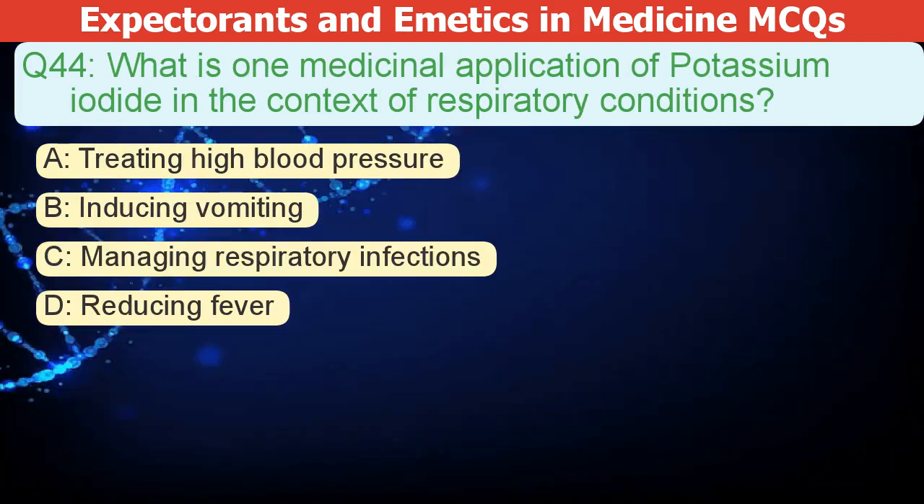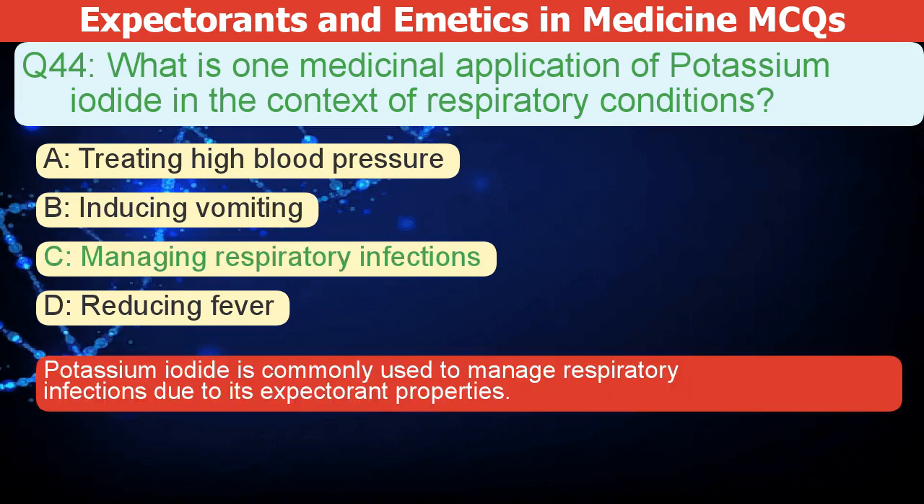What is one medicinal application of potassium iodide for respiratory conditions? A. Treating high blood pressure. B. Inducing vomiting. C. Managing respiratory infections. D. Reducing fever.